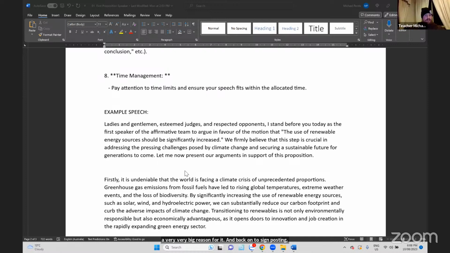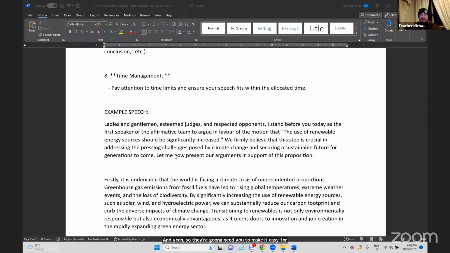onto the signposting part. Now let me present our arguments in support of this proposition. So I'm letting them know I've finished with my introduction and now I'm moving on to presenting my arguments. So be as obvious as possible with your speech, because the audience and the judges are about to listen to a lot of information, and they're going to need you to make it easy for them.